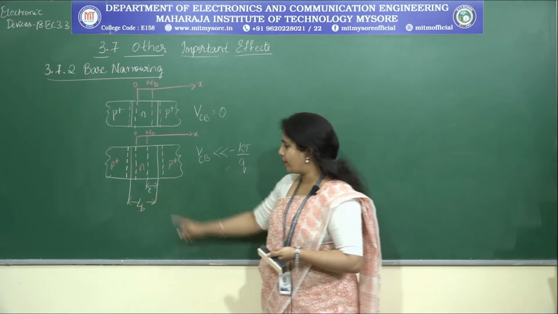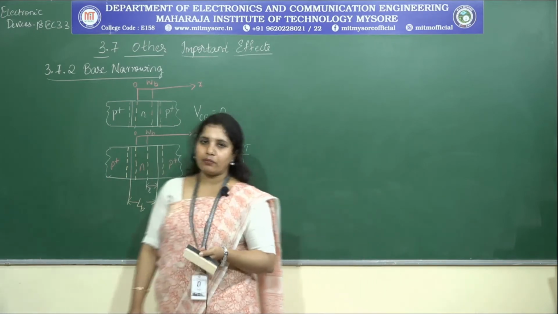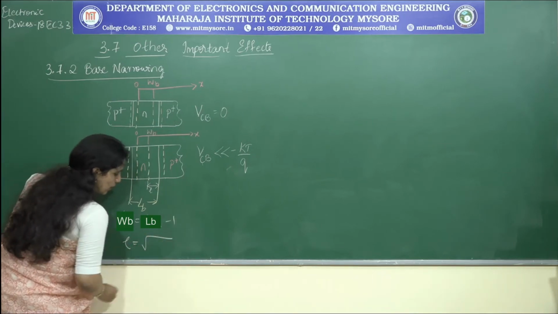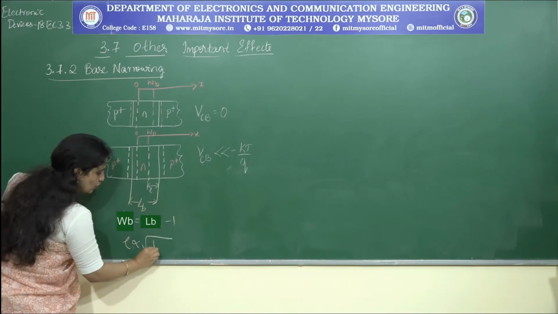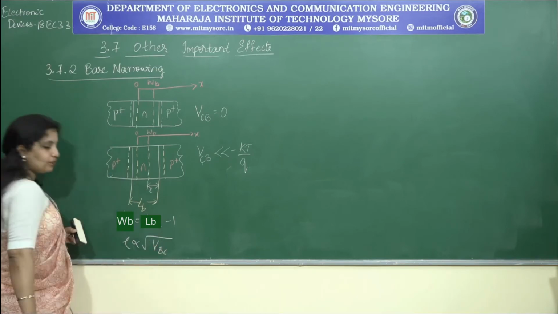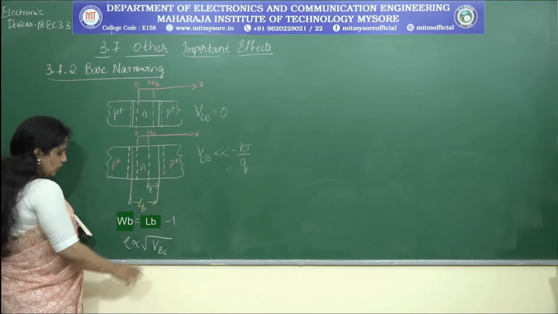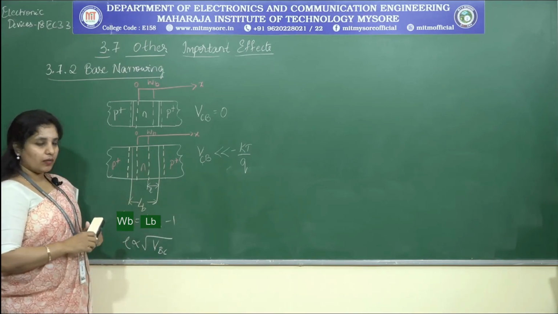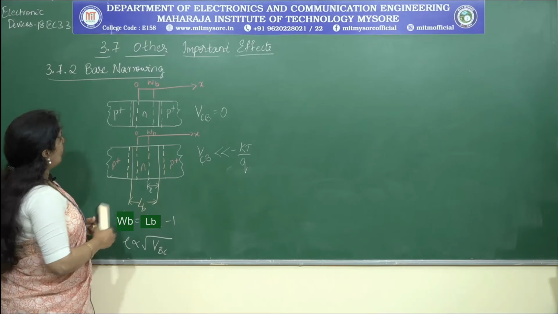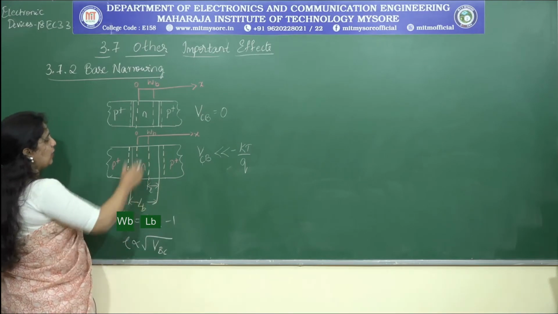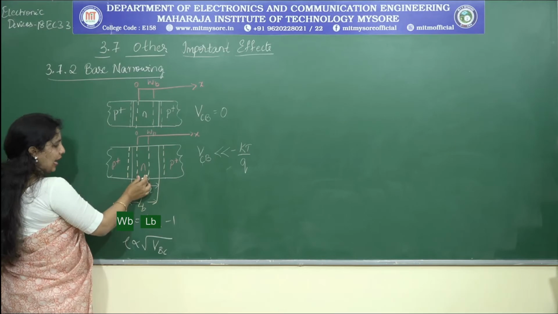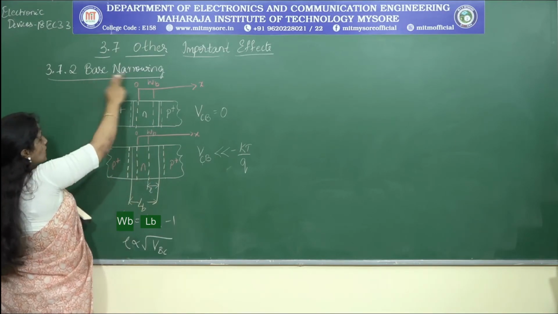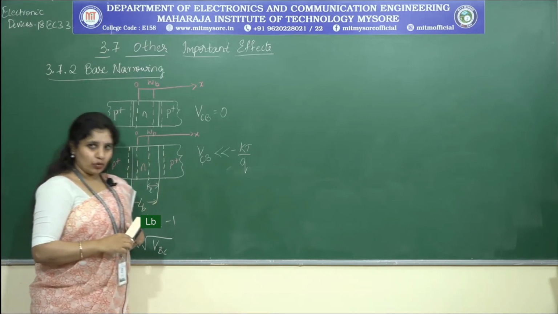Done. Now how can I represent this LB? How can I relate my LB and WB? And it goes as follows. And my L is directly proportional to the square root of VBC. So these are the two equations that you have to represent within this particular diagram. So this indicates how basically the base is getting narrowed because of this being lightly doped, and that is what we are discussing, which is called base narrowing.